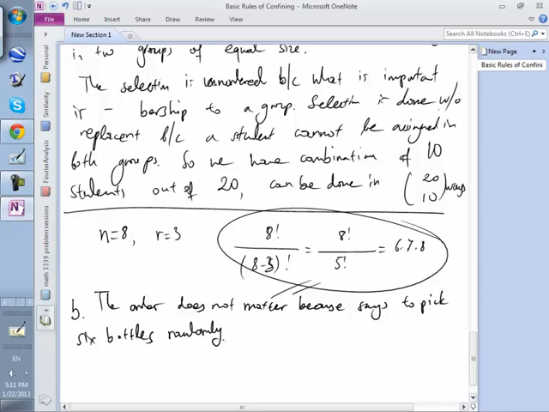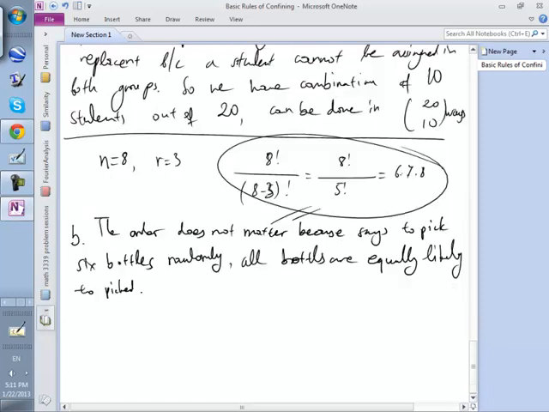Besides that, it's not biased. I mean, all bottles are equally likely to be picked, okay? Do we pick them with replacement? No. You pick the bottle, you can't pick it twice. We pick them without replacement, or they are picked without replacement.